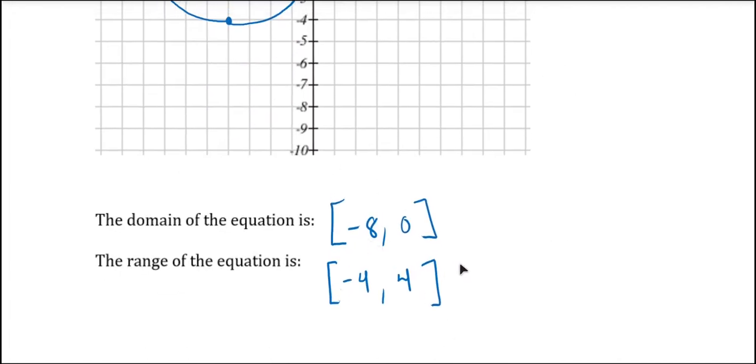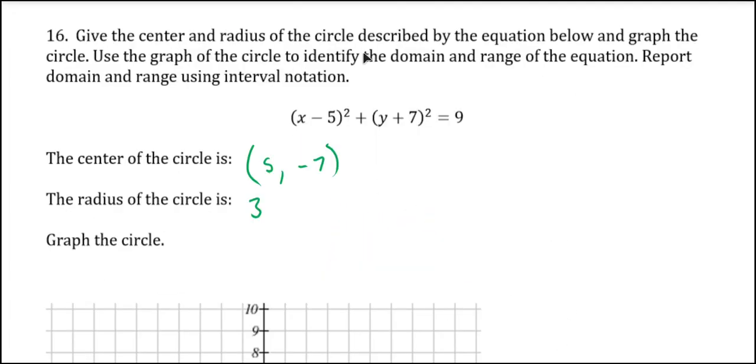So these are our domain and range for this particular circle. Again, we can see that if it's in standard form already, it's actually pretty easy for us to decode the center and radius. So here we have -h, that means h is 5. We have -k, that means k is -7. And the square of this number here is 3, which gives us our radius.